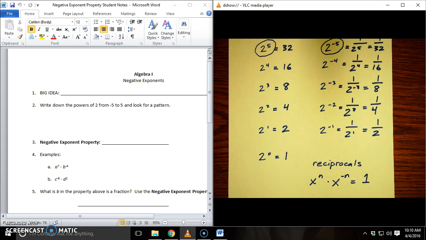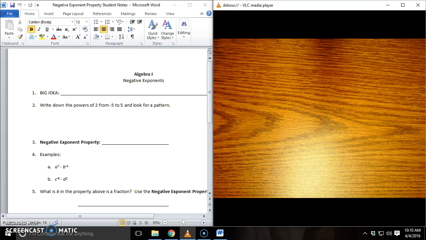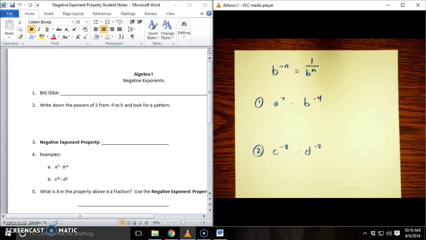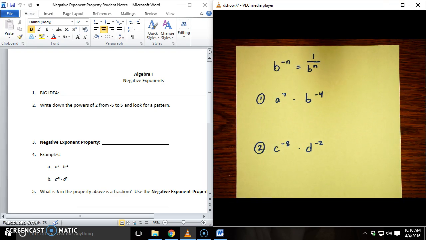And that's really important because we're going to rearrange some expressions to take away negative exponents, and we don't want to completely change the expression itself. So the negative exponent property then says this, that b to the negative n is the same thing as 1 over b to the n. Same expression, except it's being rearranged.